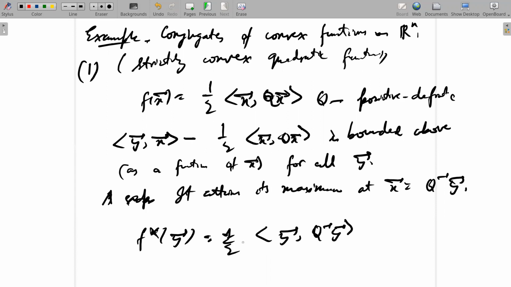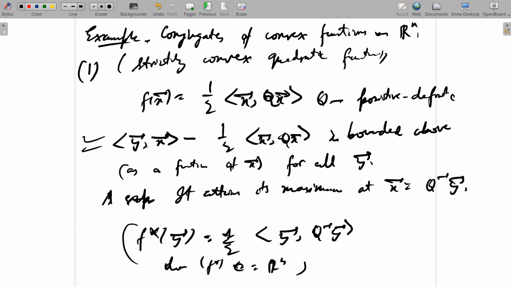So half of y q inverse y, and the domain of f star is all of Rn. Okay, so this is actually something you may even have seen in analysis 3, trying to optimize this sort of function when you're talking about order 2 curves, like dimension 2 curves, or conic sections. So you may have seen these types of expressions there.